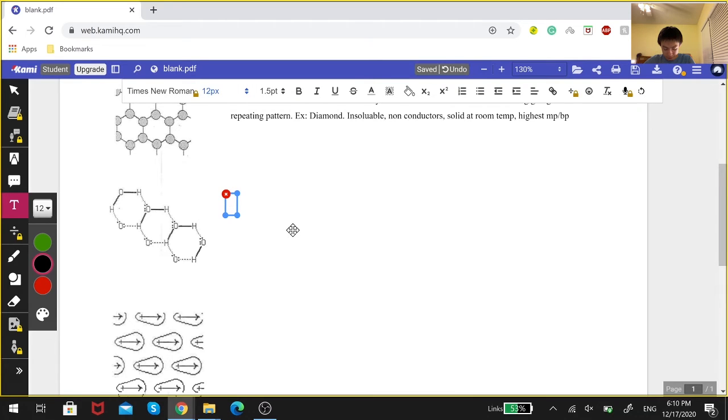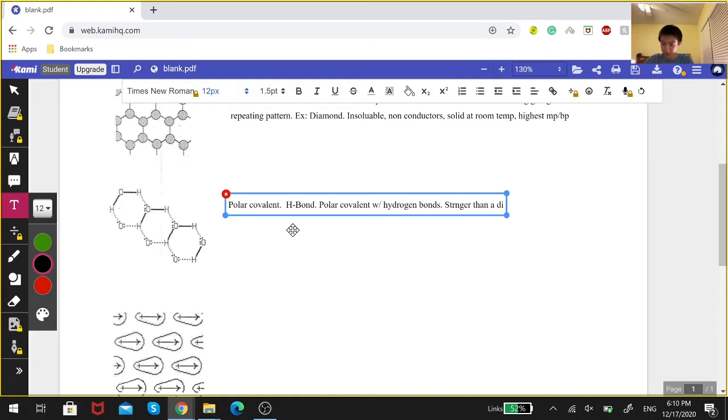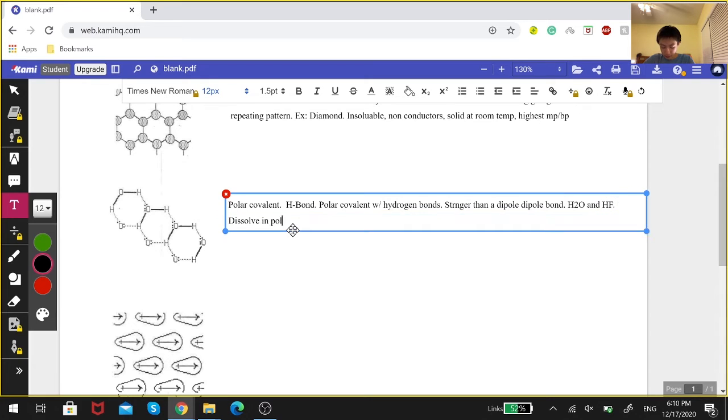Now, the third one. It's a polar covalent substance, and it has an H bond as its intermolecular bond. Now, polar covalent with hydrogen bonds is stronger than dipole bonding. Examples of this include H2O and HF. Its properties are: dissolves in polar substances, does not conduct electricity, and it has low to medium melting point / boiling point.